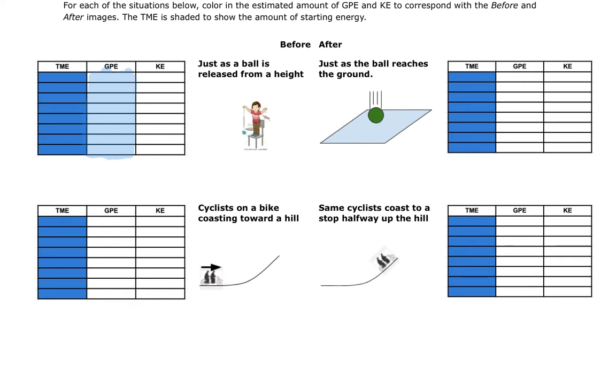Now, let's take a look at the after situation when the ball is just about to hit the ground. Realize that the height of the ball at this point is 0. So since our equation for gravitational potential energy is that GPE equals m times g times h, if the height is 0, then there can't be any gravitational potential energy. That means all of this energy that we started with must have become kinetic energy. It can't become anything else.